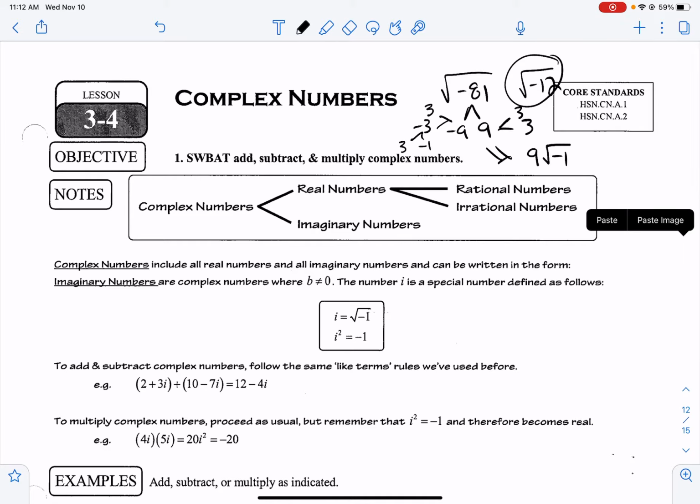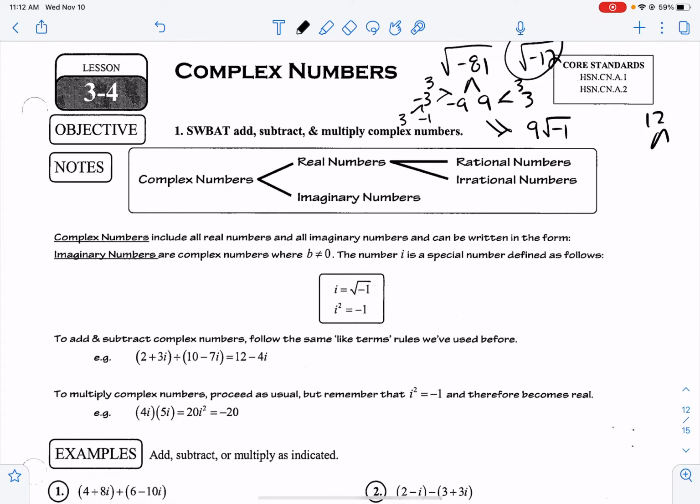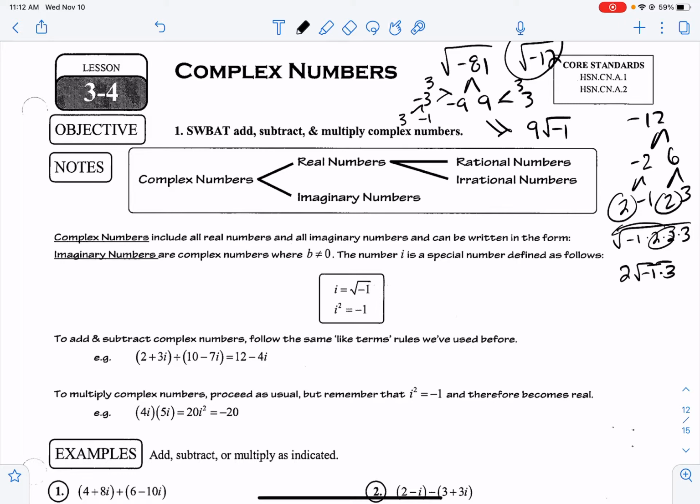They realized I can break 12 down, negative 12 down into negative 2 and 6 down into 2 and 3. And this negative 2, they could break it into positive 2 and negative 1. So when they would rewrite the square root, they would have negative 1 times 2 times 2 times 3. So they could pull those 2's out, but they would always end up stuck with this negative 1 on the inside. However they simplified, there was always this piece right here left over. So they decided to give it a name. They decided to call that piece i.